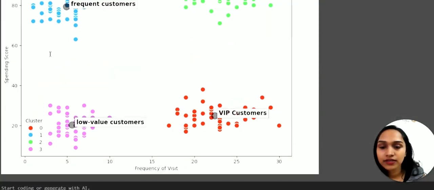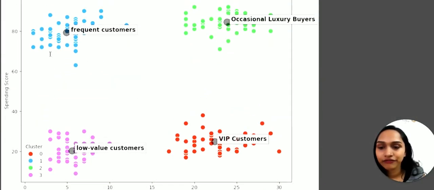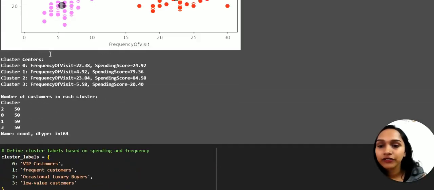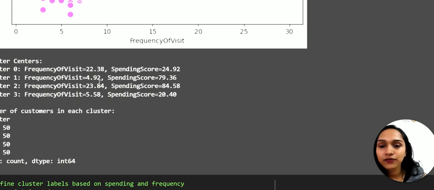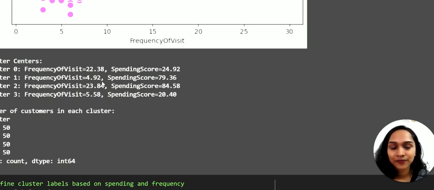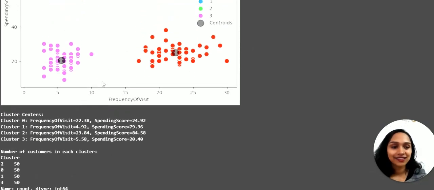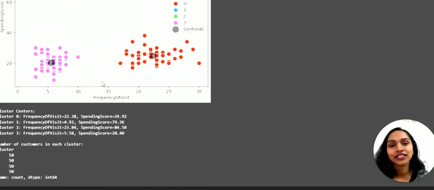The cluster 1 is the frequent customers. So the frequent customers, their frequency of visit is 4.92, which is very less compared to the first one. So there is some problem here regarding the frequency. But yeah, overall, the clustering algorithm worked well.